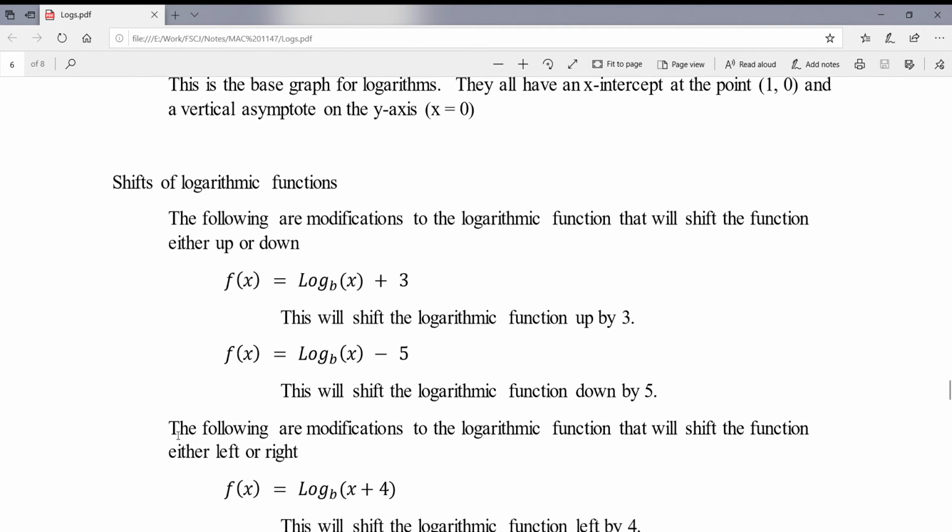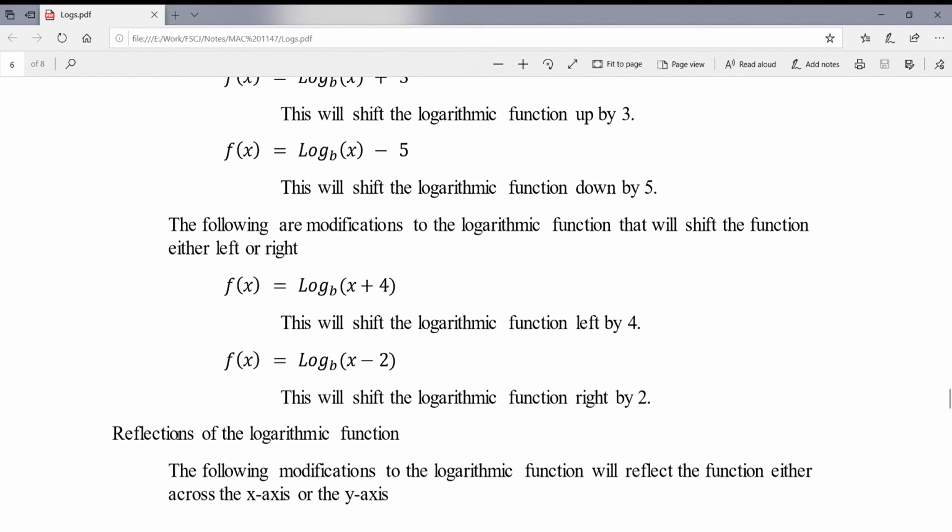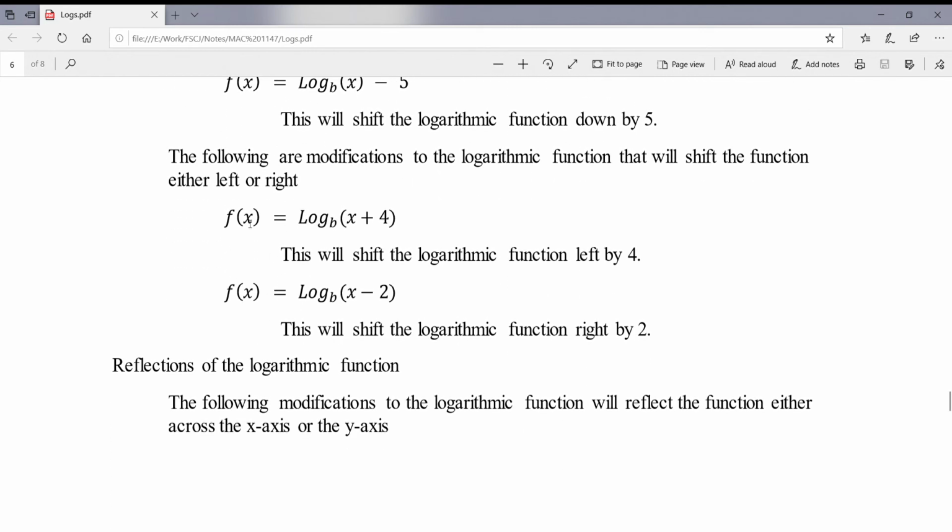The following modifications to the logarithmic function will shift the function either left or right. So f of x is equal to log base b of (x plus 4). Notice the plus 4 is inside of my logarithm. This will shift the logarithmic function left by 4. Remember, your left-right shifts are backwards. Plus goes to the left, minus goes to the right. F of x is equal to log base b of (x minus 2), so the minus 2 is inside my logarithm. This will shift the logarithmic function right by 2.